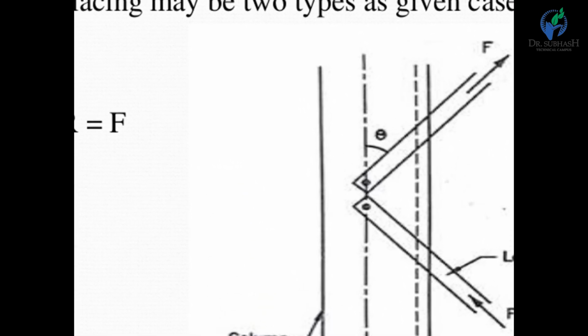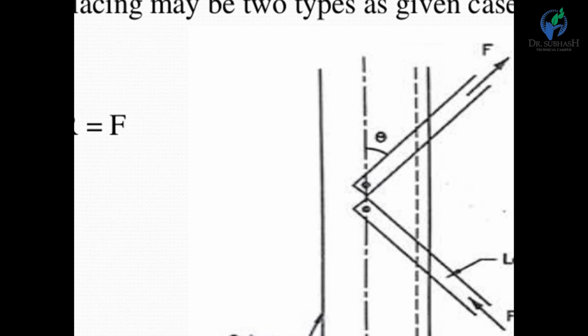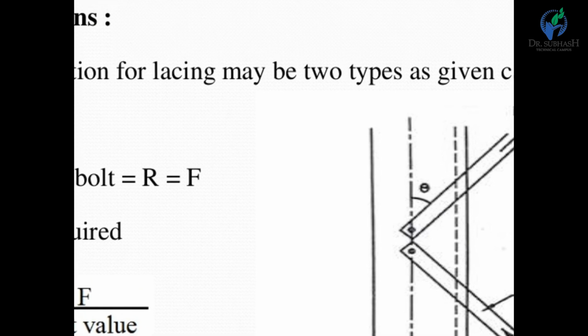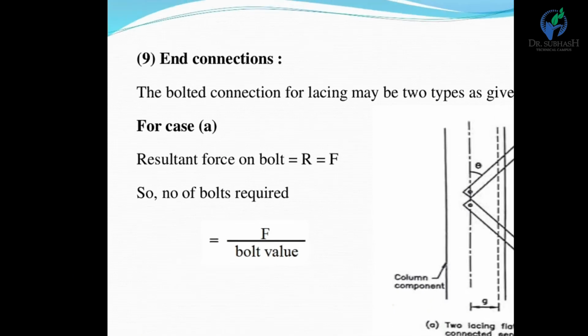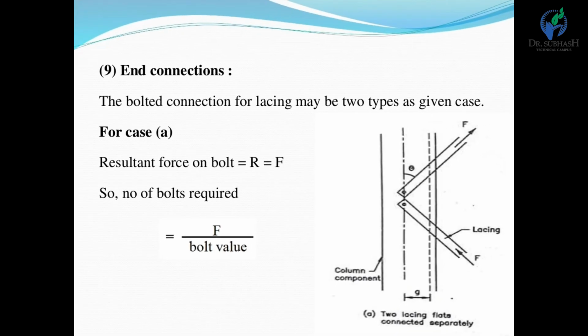You can see the figure of case A. We can provide different lacing plates with different bolting. We cannot provide overlap between these two. So in the first case, R is equal to F. How can we find the number of bolts? The number of bolts required is equal to total force divided by bolt value. Bolt value is the minimum of the shear capacity and bearing capacity of the bolt. That will be discussed under types of bolt.